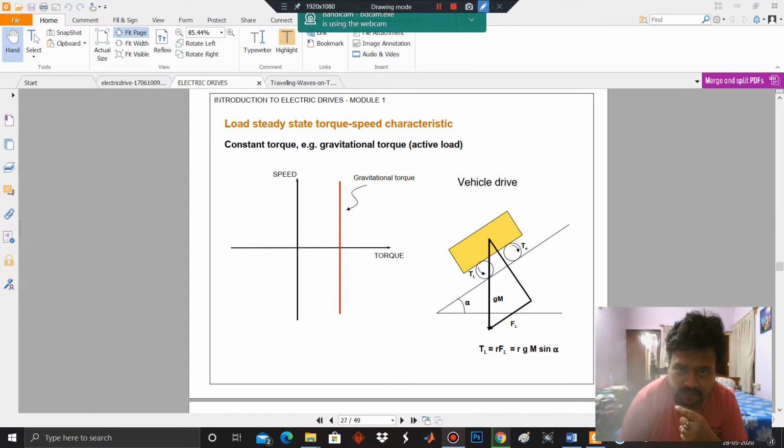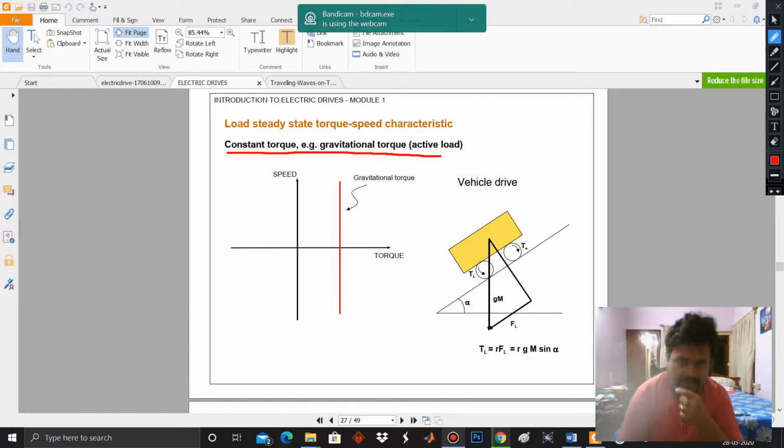Now the example of an active load torque, that was passive load torque, that is the gravitational load torque. It is a type of active load torque. And you see again, like Coulomb friction, it is also constant with speed. So let us take the example of an inclined plane. In an inclined plane, let there be a vehicle drive.